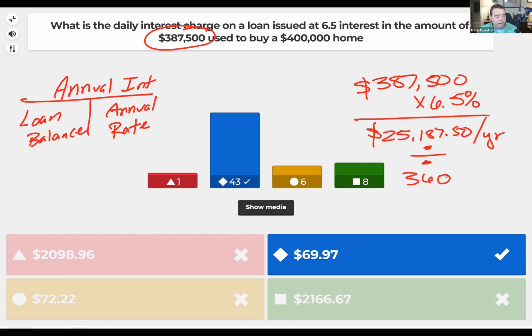All right, so if we divide that by 360, we got $69 and some change per day. 69 and about 96 or 97 cents per day. A little bit of a specific number. It is. That was by accident. What do you think, I reverse engineered it from the daily interest? Yes. If I was going to do that, it would have been 69.69 a day.